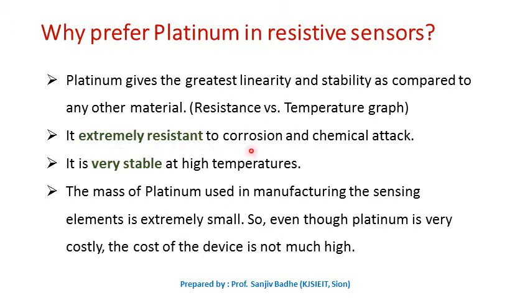Secondly, it is extremely resistant to corrosion and inert to any type of chemical attack. It is very stable at high temperature, and as far as cost is concerned, the mass of platinum used in the manufacturing of the sensing element is extremely small. So, even though it is costly, the cost of the device will not be very high. These are the reasons why we prefer platinum in resistive sensors.